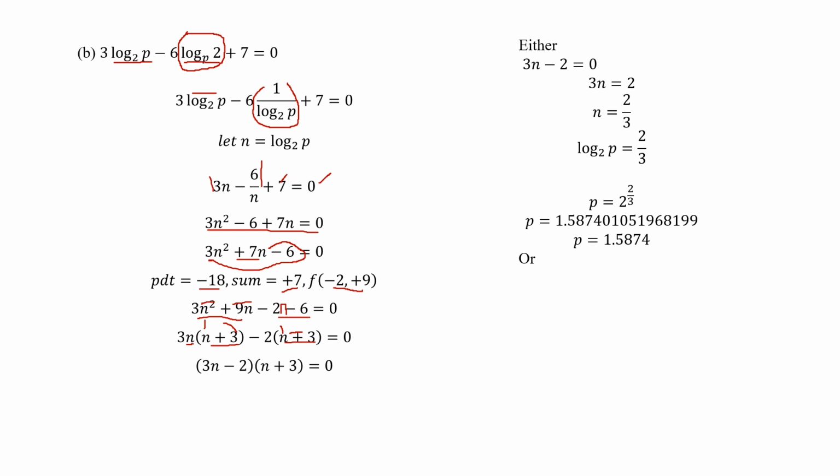Then the other part, which is n plus 3 is equal to 0. We take the positive 3 the other side of the equation. Then we are having n is equal to negative 3. Then bringing back the value of n, which we said is log of p base 2, we shall be having p to be equal to 2 power negative 3. Then that one there, 2 power negative 3 is the same as 1 all over 8.